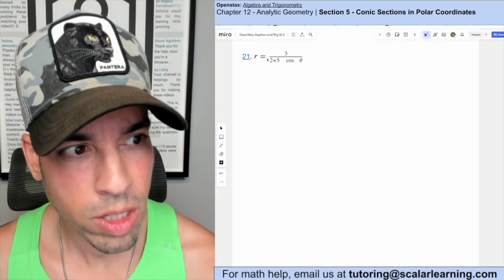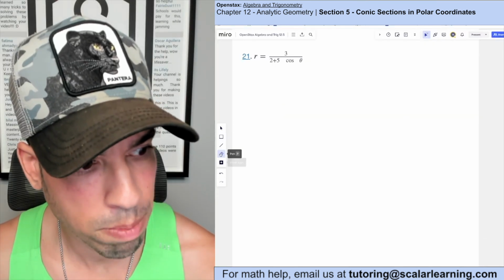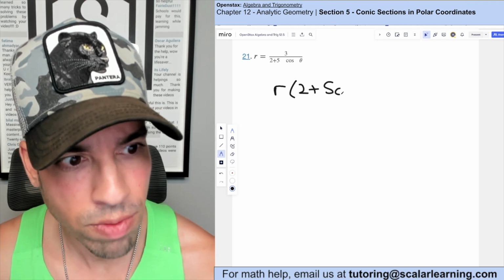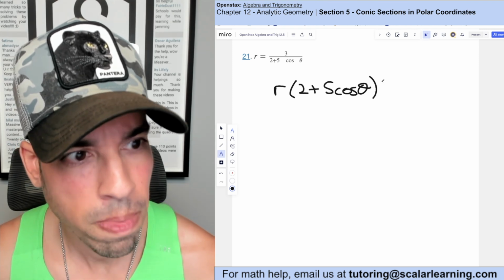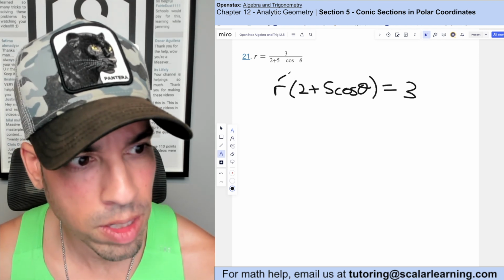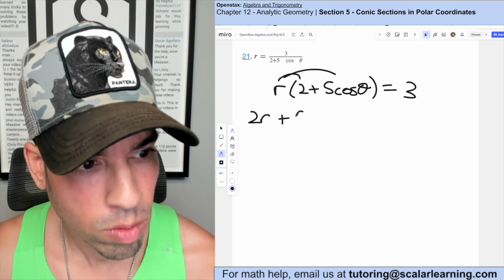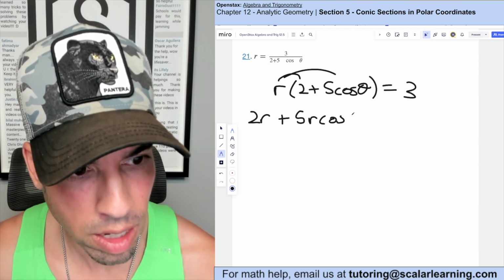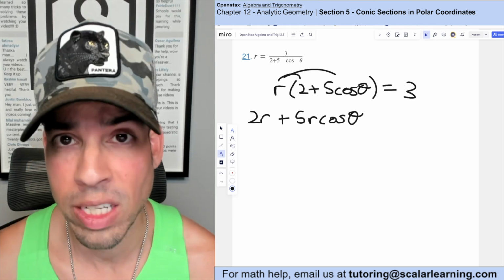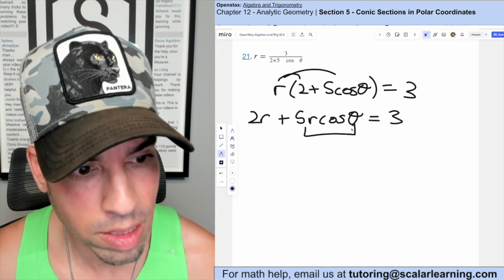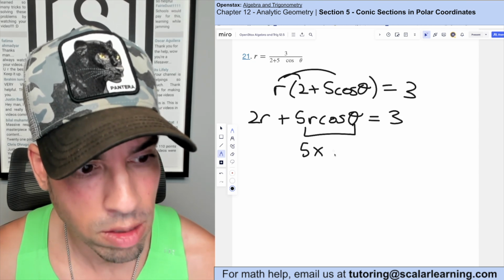Done. All right, for this one, we're going to start by multiplying both sides by that denominator. So I've got r times 2 plus 5 cosine theta equals 3. And then I'm going to distribute the r. And the reason why is because when I get 5r cosine theta, r cosine theta is actually equal to x. R sine theta is equal to y. So this is going to be really great. So I'm going to replace this with an x value.